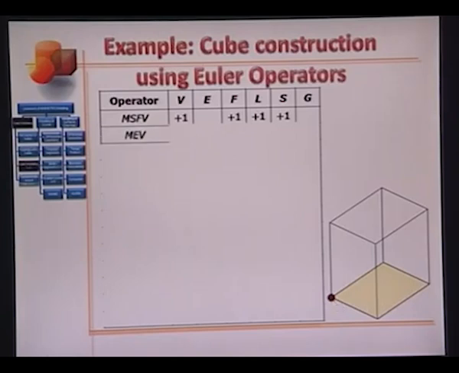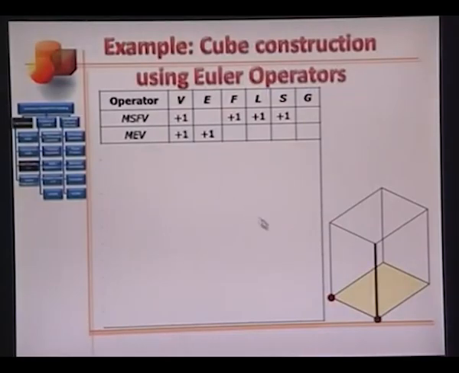The next step, make an edge and a vertex. This would increase the number of edges and vertices. Correspondingly, the construction is shown here. This edge and this vertex get newly introduced. Try to appreciate the intermediate results. At this time, none of them would be valid solids, but still the Euler-Poincare formula will be satisfied.